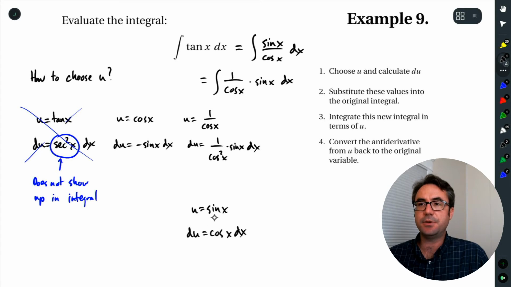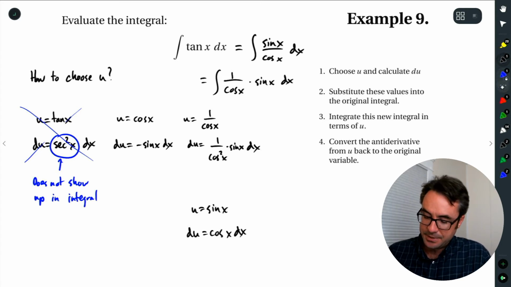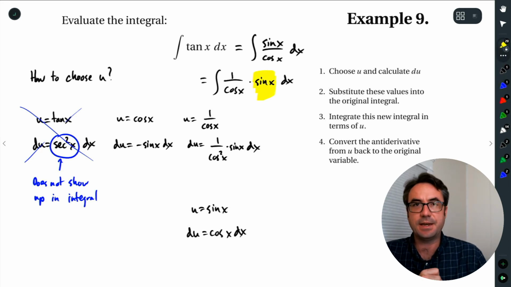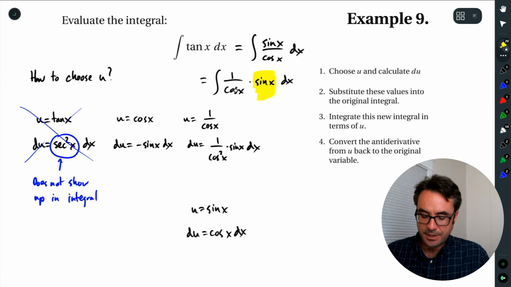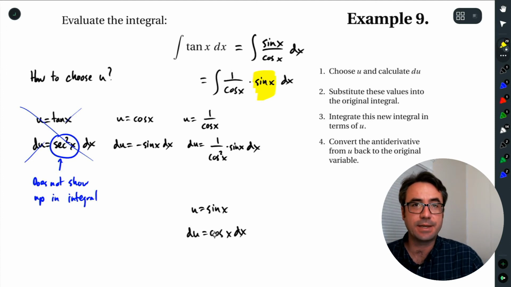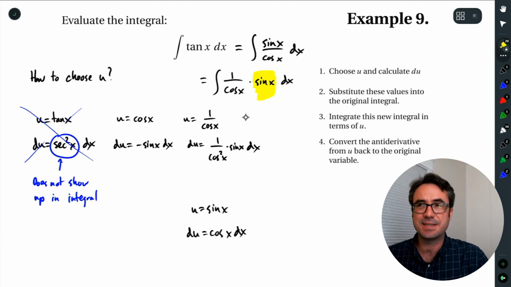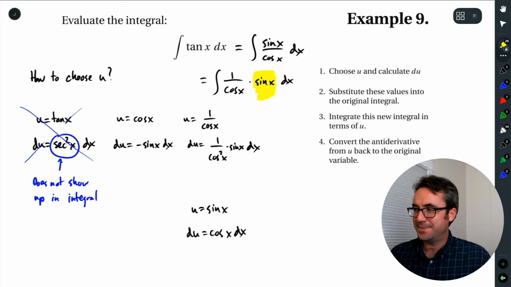So if I'm letting u equal sine x, that means I'm taking care of this sine x. And then I just look at what I have left over. I have a 1 over cosine x dx, and that doesn't really match up too well with what I calculated. I calculated a cosine x dx. So it's really not a good match.